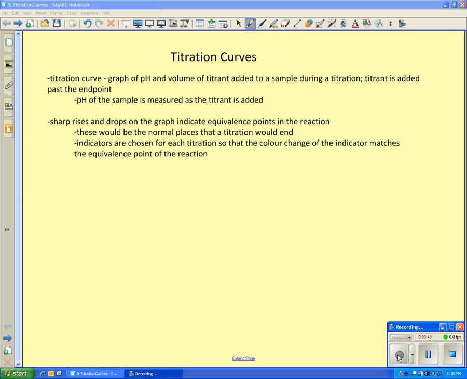Indicators are always chosen for each titration so that the color change matches the equivalence point. So that's how we've always known to stop our titrations before, was when the indicator changed color. So what we're going to do in a titration curve is go past that equivalence point to see what happens to the pH if we continue on.